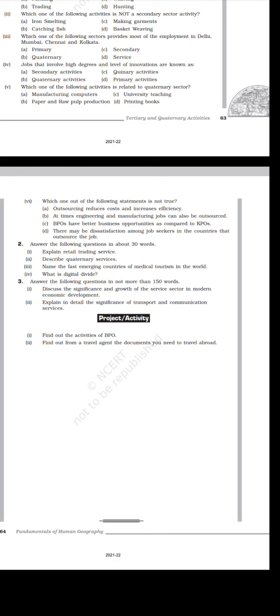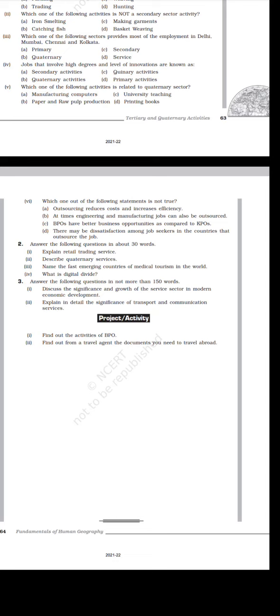Answer the following questions in about 30 words. Explain retail trading service. Describe quaternary services. Name the fast emerging countries of medical tourism in the world. What is digital divide?